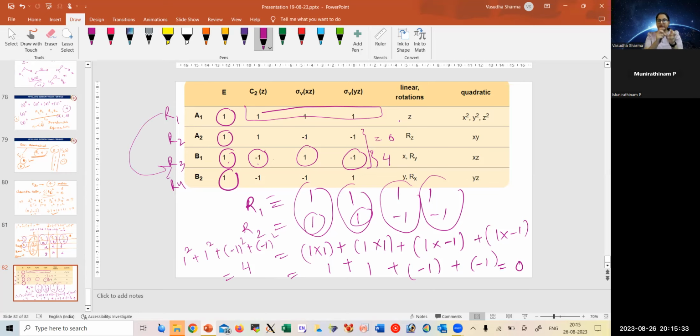And when you square the individual elements in each row and add them, that gives you the order of the group. That means these values are right. So now you understand how we are combining the 1 and minus 1; other than these 1 and minus 1, we are not taking any other value. Is that clear? We're not taking any other possible combination also.